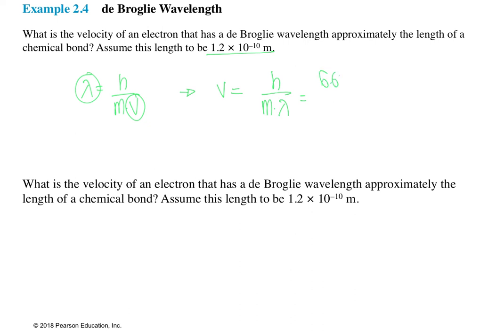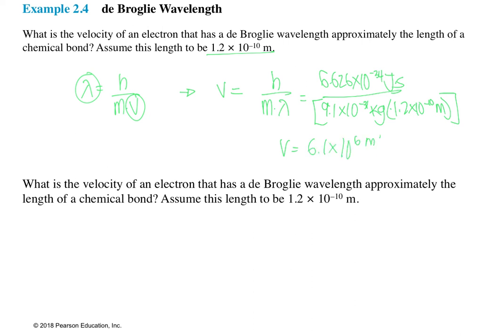So now I plug in 6.626 times 10 to the negative 34 joules seconds over my mass. And this is of electrons, so we have 9.1 times 10 to the negative 31 kilograms times 1.2 times 10 to the negative 10 meters. Plug that all into your calculator. Make sure this whole thing is divided by, or you could do Planck's constant divided by mass divided by wavelength. Either way, our velocity is 6.1 times 10 to the 6 meters per second.